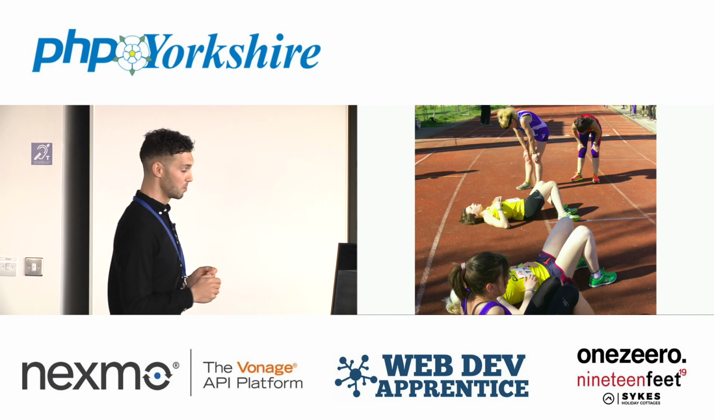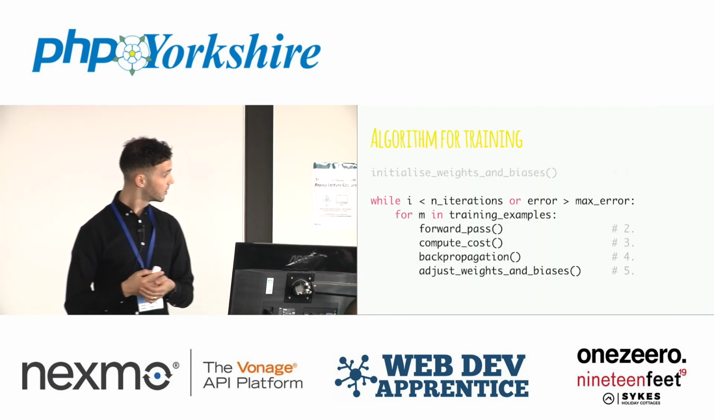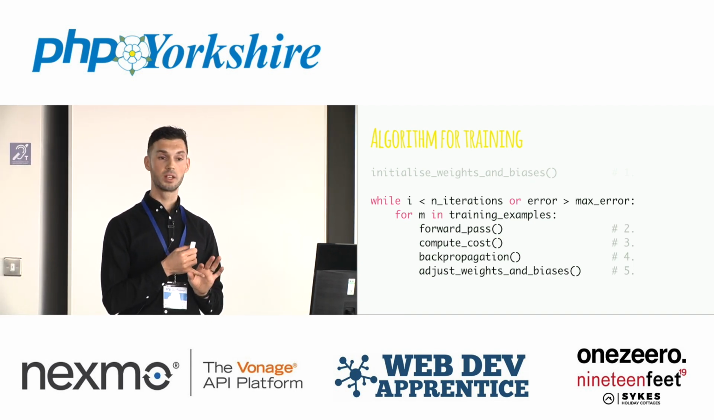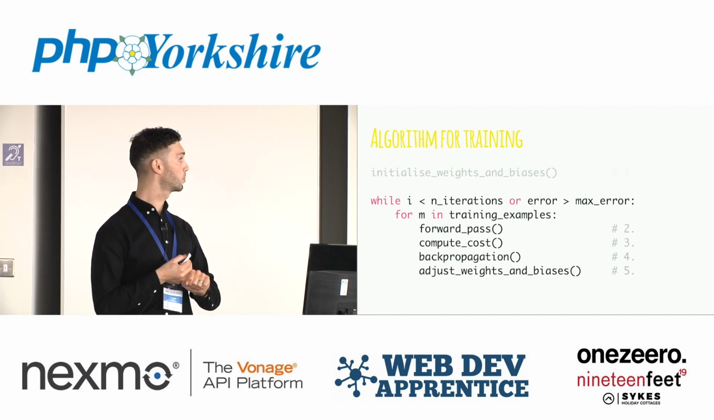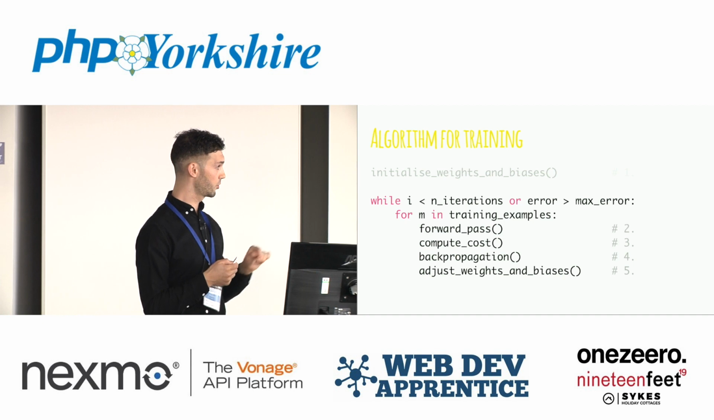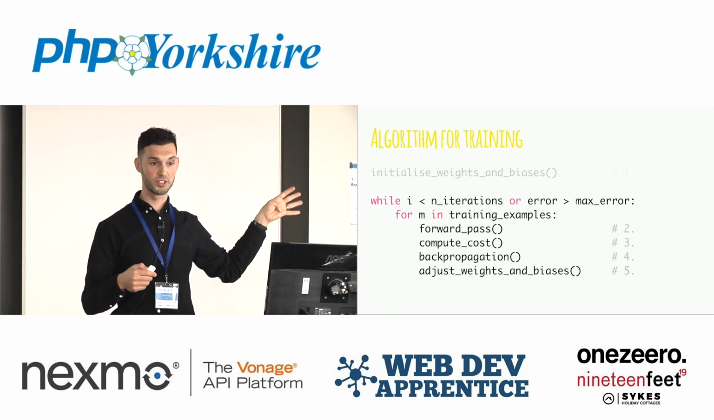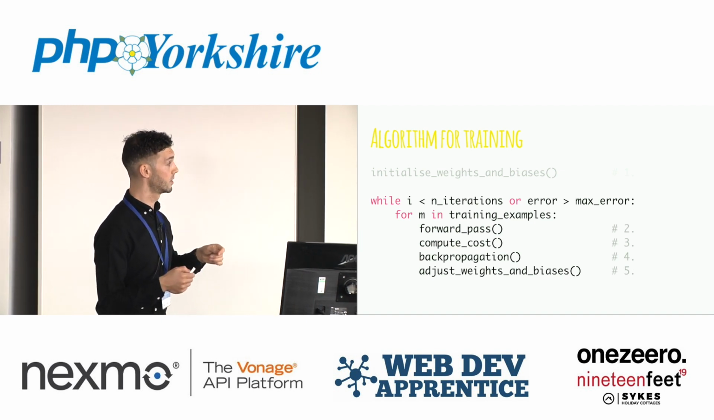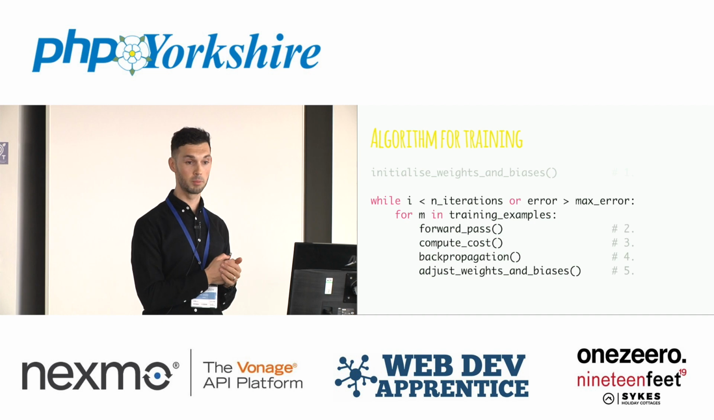Okay, so I'm going to move on just to do a recap of the algorithm for training. So what we've done was initializing weight and bias, looping until we fall below a desired error, or if it fails, stop iterations, go through each example, and then do those 4 steps. And this is the algorithm for any feed-forward neural network using backpropagation.